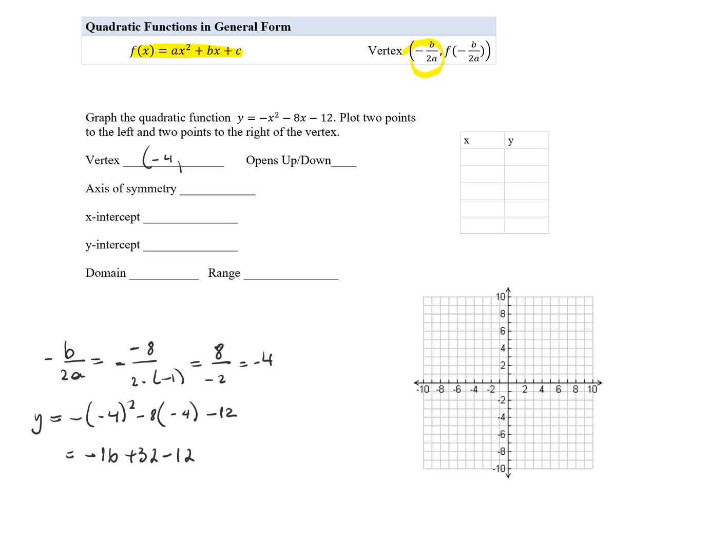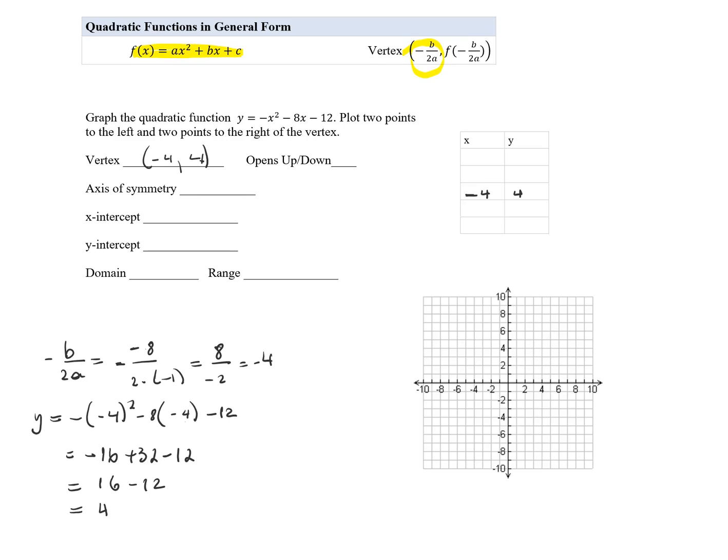I'm going to go ahead and use a calculator to go a little faster on this. Negative 16 plus 32 is positive 16 minus 12, and 16 minus 12 is just 4. So that will be the y-coordinate of the vertex. The vertex is negative 4, 4. So in my table, I will place that in the middle, negative 4, 4.